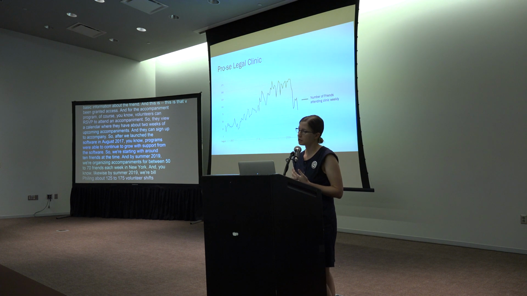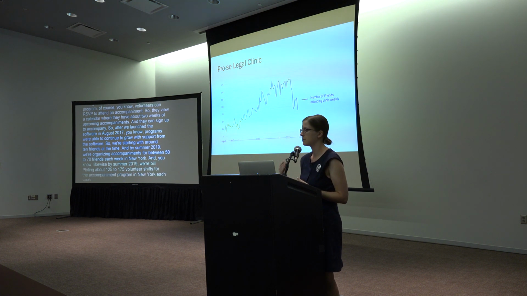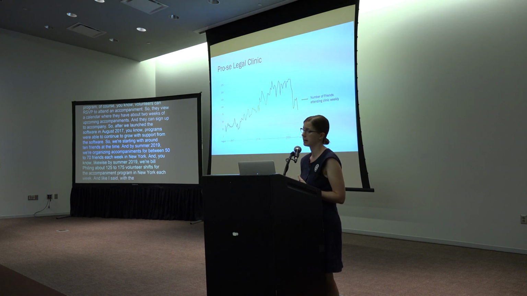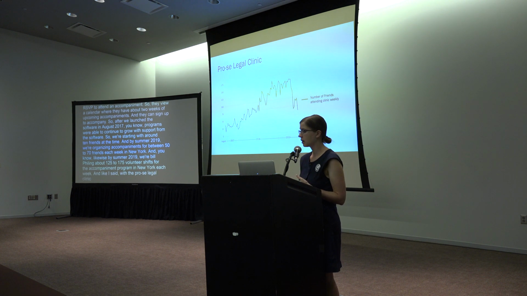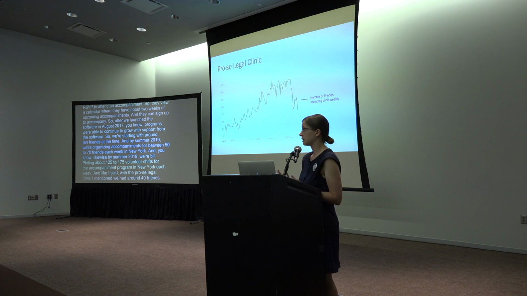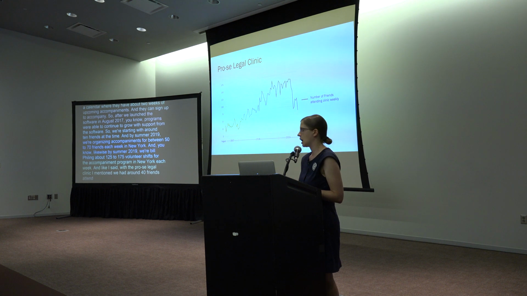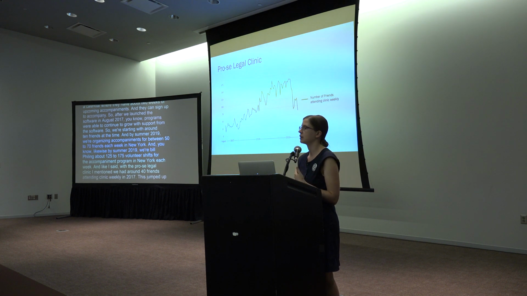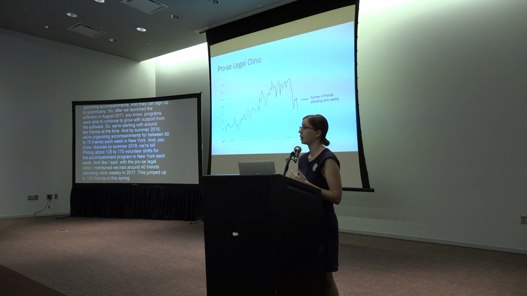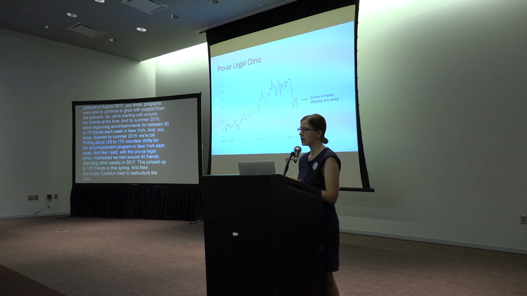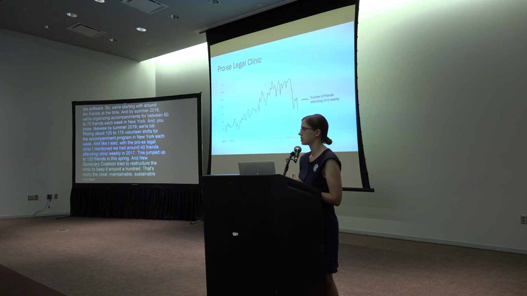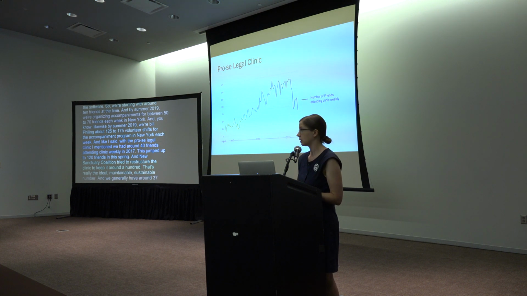And likewise with the Pro Se Legal Clinic I mentioned, we had around 40 friends attending clinic weekly in August 2017. This spiked up to 150 friends this spring, and New Sanctuary Coalition staff decided to restructure the clinic to try to keep it around 100, because that's really the ideal, sustainable, maintainable number. And we generally have around 300 volunteers at clinic each week in New York at this point.